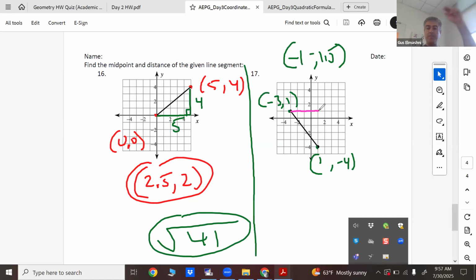No, from -3 to 1. 4. 4. How far do I go down? 5. Perfect. You get the same thing. It's still root 41. So, okay, cool.